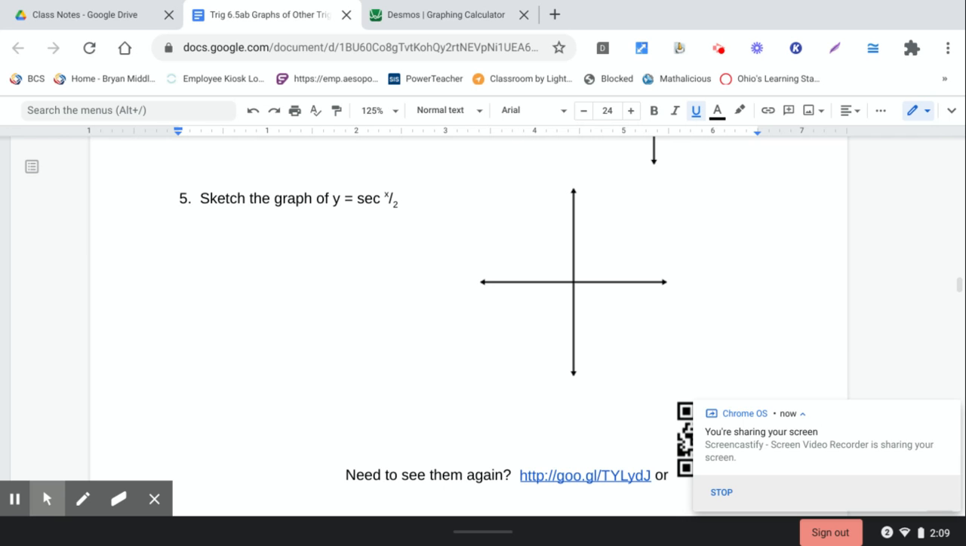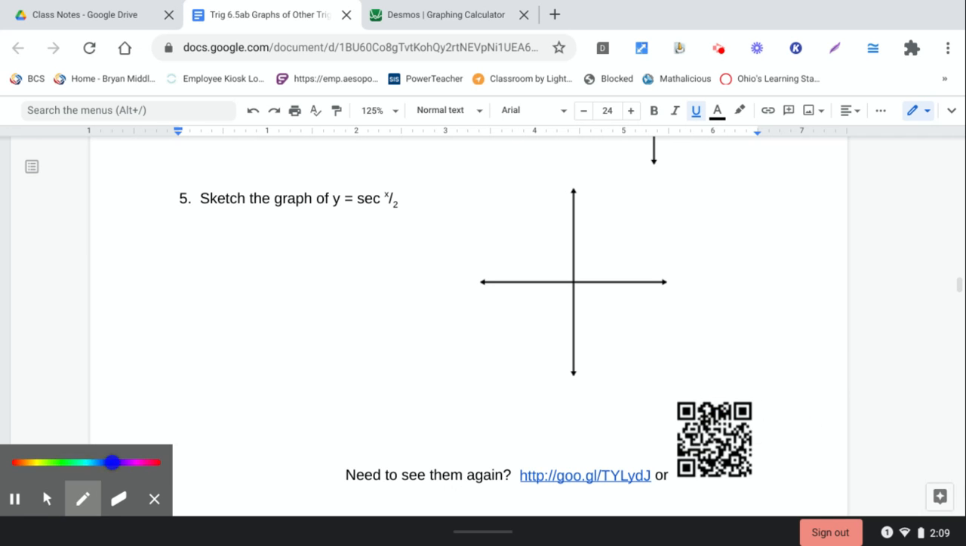All right, we have another graph that we want to do. This time we have y equals secant of x over 2. So remember, when we graph this, we're not going to graph secant just yet. We're going to graph cosine x over 2. So we're going to pull out everything we know.